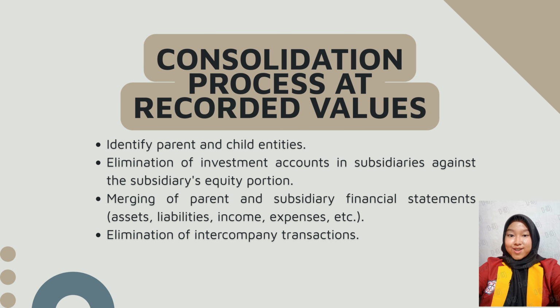Next, consolidation process at recorded values. The consolidation process under the equity carrying amount method involves several steps. The first step is to identify which entity is the parent and which is the subsidiary. Then, the parent's investment in the subsidiary is eliminated against the corresponding equity in the subsidiary. After that, the financial statements of both entities are combined line by line, including all assets, liabilities, income, and expenses. Finally, any intercompany transactions and balances are eliminated to avoid double counting within the consolidated financial statements.